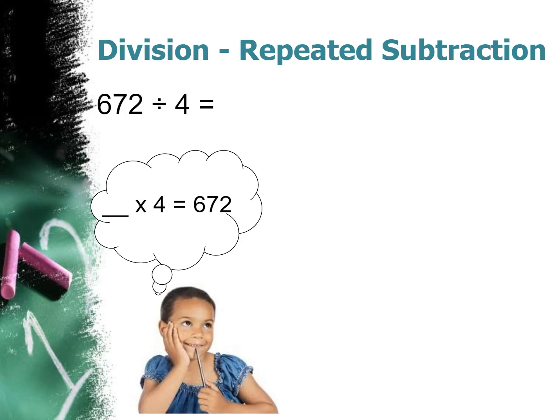Let's say I'm trying to solve 672 divided by 4. I can think, how many groups of 4 are in 672? I could subtract groups of 4 just like I did for 12, but it would take a very long time if I subtracted them one by one. Instead, I might subtract as many groups as possible at once.